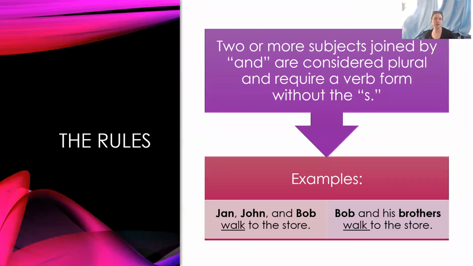The first rule: two or more subjects joined by and are considered plural and require a verb form without the S. We're still on familiar territory here. These two samples both have that plural subject because they're joined with the use of the word and. In these cases, because the subject is plural, there is no S on the verb.